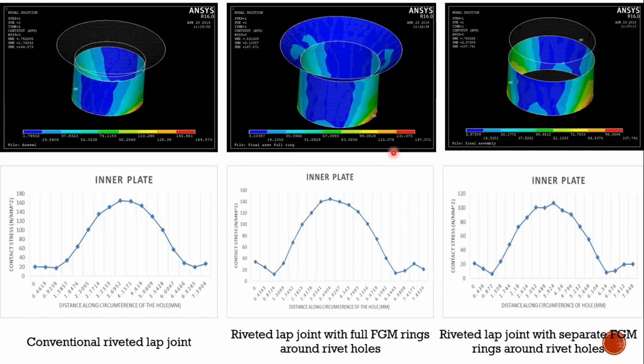And again, if you want to reduce it further, then we can go for different separate FGM rings around the rivet holes. For the top plate, the outer plate, and for the inner plate, different rings, and we can have further reduction. But this is much more complex. It is not easy to put different rings in different holes, so it becomes very critical. So just for future perspectives.